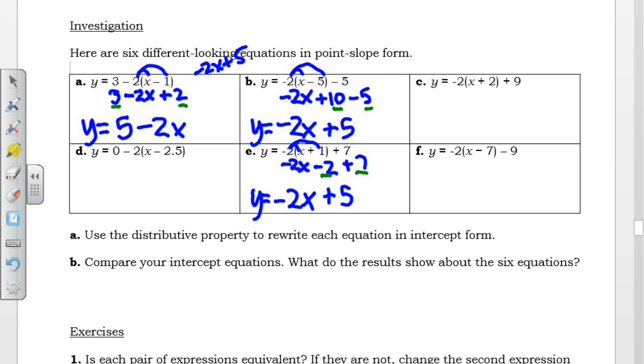Now I only did 3 of them, but if you noticed, I got the same answer for all 3. And actually the same thing is going to happen. All 6 of these should get the same equation. So if you want some more practice, you can finish the other 3.